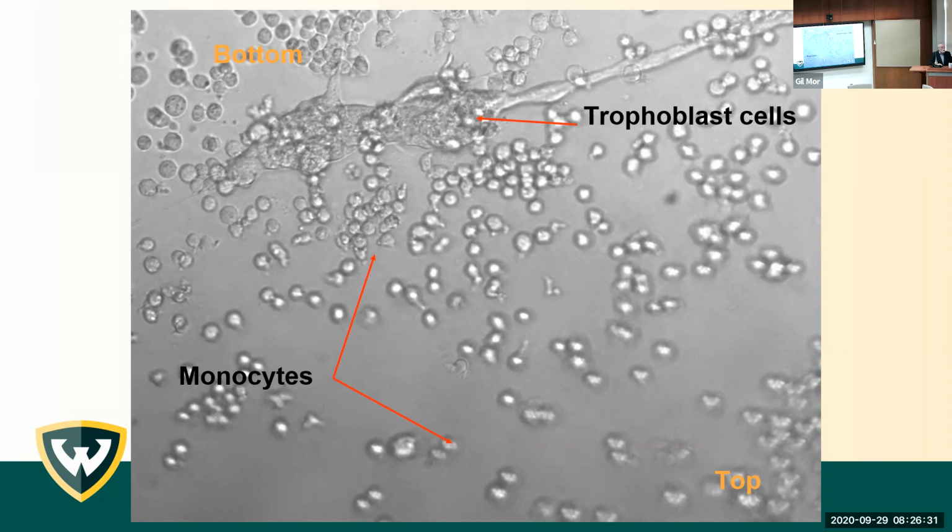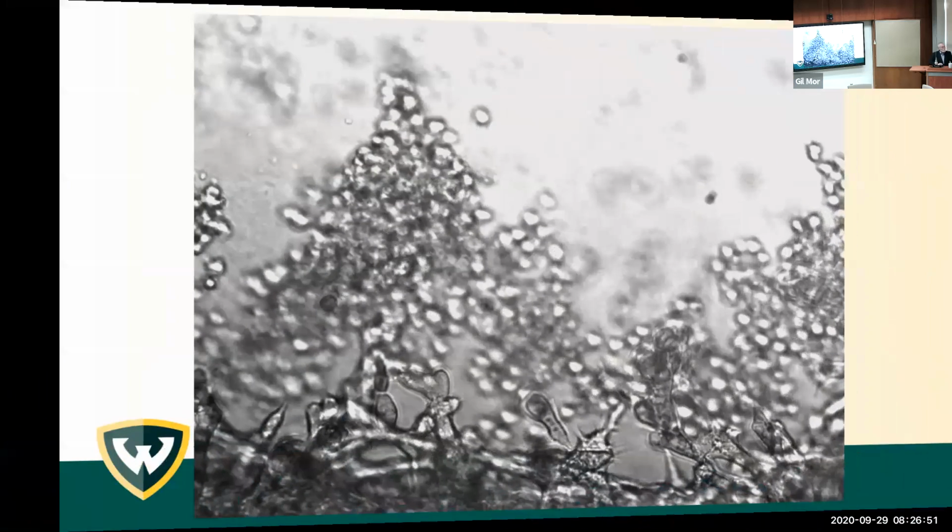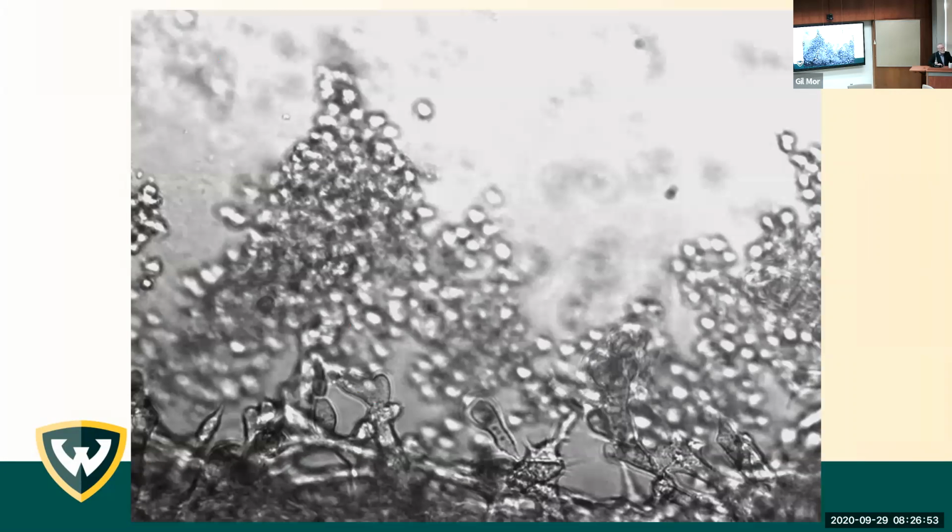If we put the focus now to the bottom with the trophoblast cells, you can see this gradient of cells moving from the top all the way to the bottom, and they will reach the trophoblast cells. When they reach the trophoblast cells, they surround these projections made of trophoblast cells, and they will sit around these cells and start undergoing a process of differentiation.